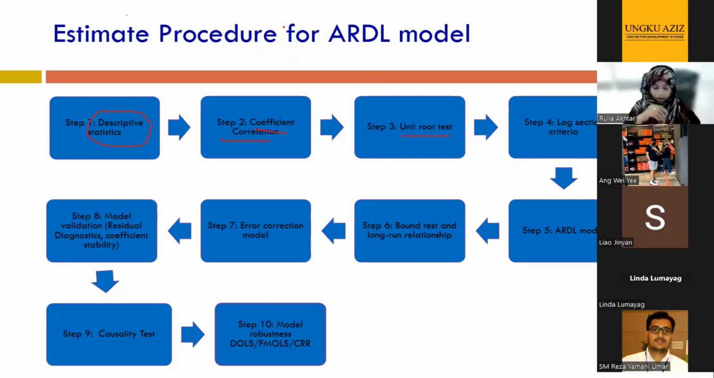Stationarity test: before going to any other econometrics analysis, we need to do the stationarity test. After that, the lag selection criteria. There are several types of criteria: Akaike information criterion, Schwarz information criterion, final prediction error, and also Hannan-Quinn criterion. It's up to you which one you choose.